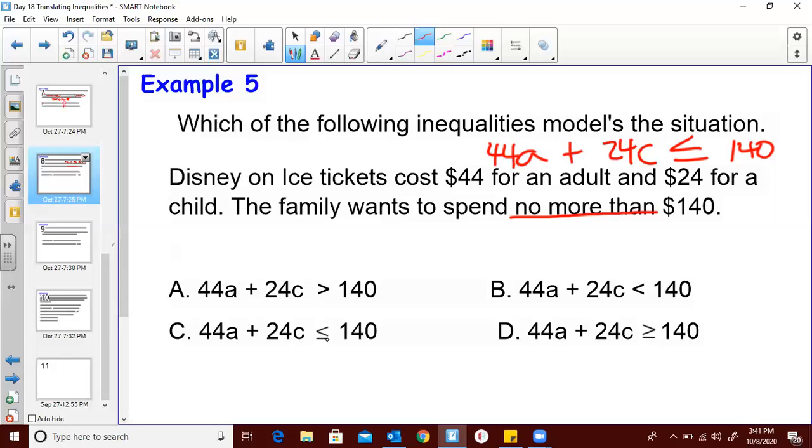All right, then we just match this up. That's just less than, that's greater than. That's greater than or equal to, so it's going to be C.